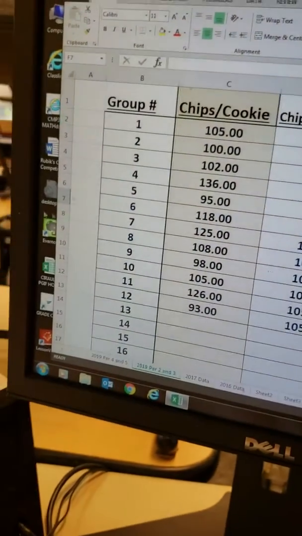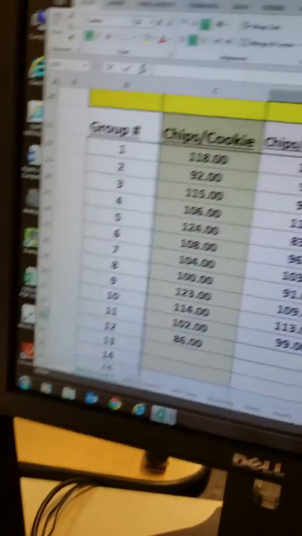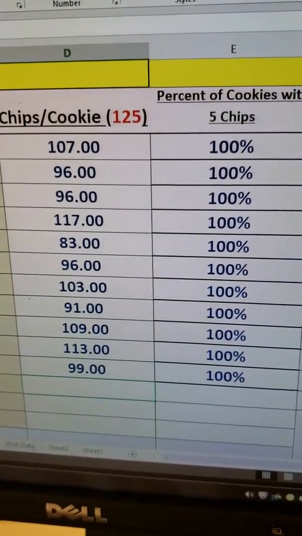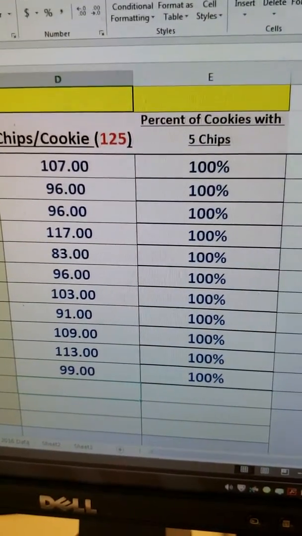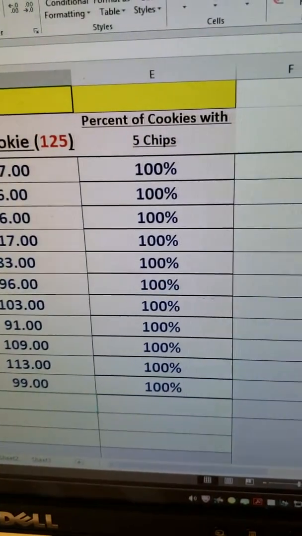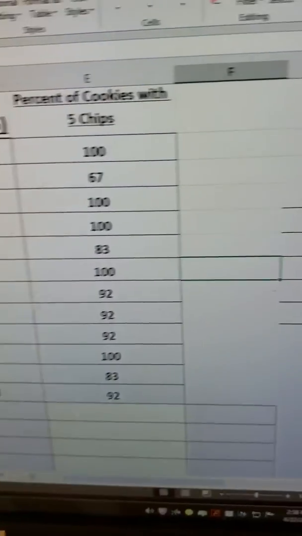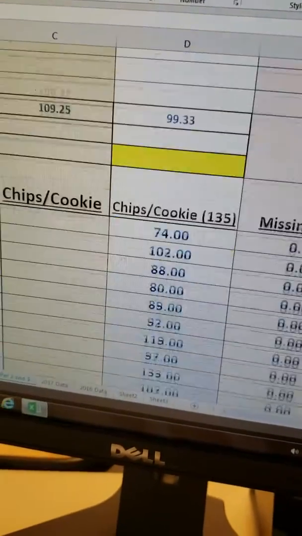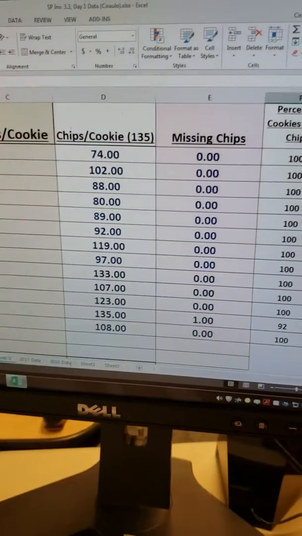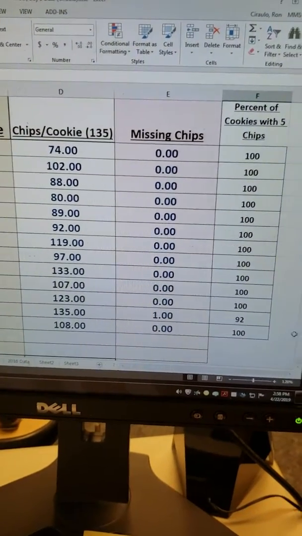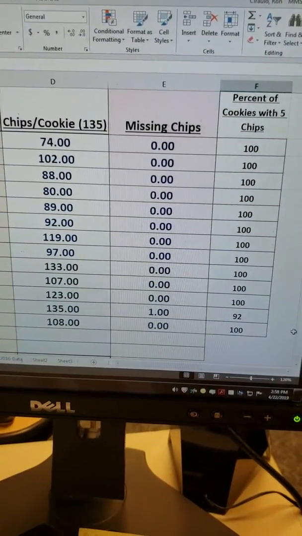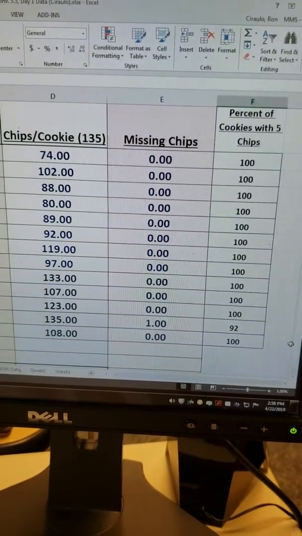Here's another group that I had right here. They had 125 as their target, and you can see their results here. What percent of the cookies had chips? And one more group that we had is this one right here, and you can see they had 135 as their target. And this one we kept track of missing chips, but over there you can see how many of them hit the target of 100% cookies with 5 chips in each cookie.